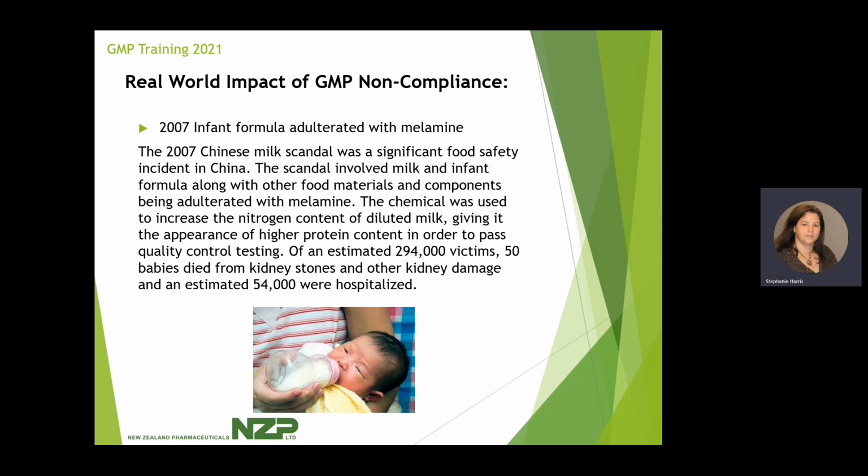Melamine was used to increase the nitrogen content of diluted milk, giving it the appearance of higher protein content in order to pass quality control testing. Of an estimated 294,000 victims, 50 babies died from kidney stones and other kidney damage, and an estimated 54,000 were hospitalised due to the contamination with melamine.